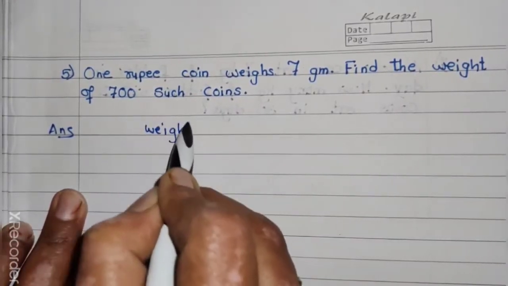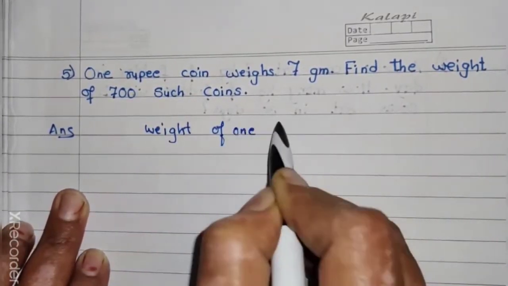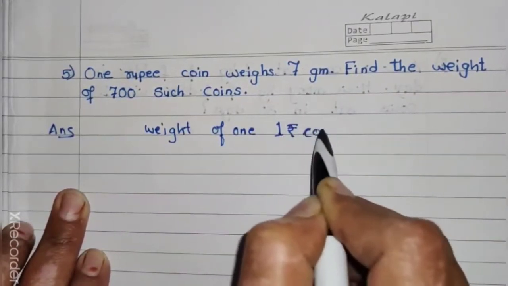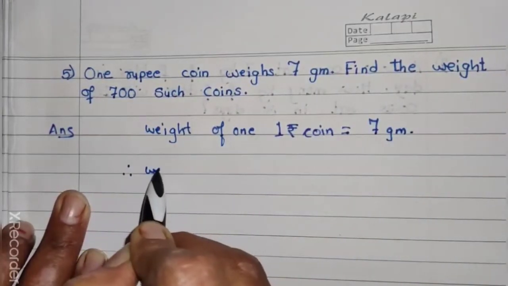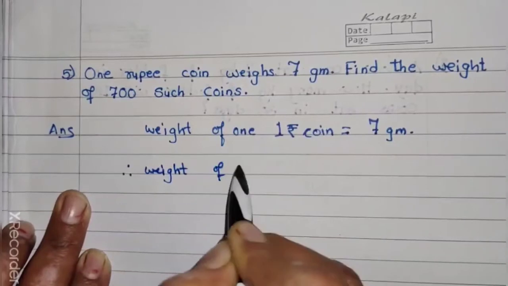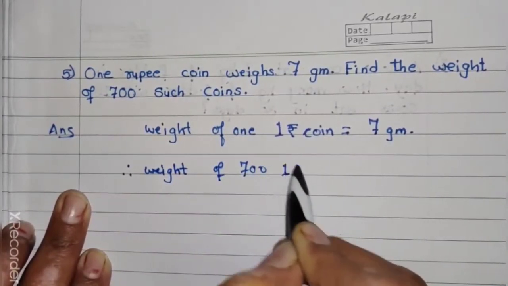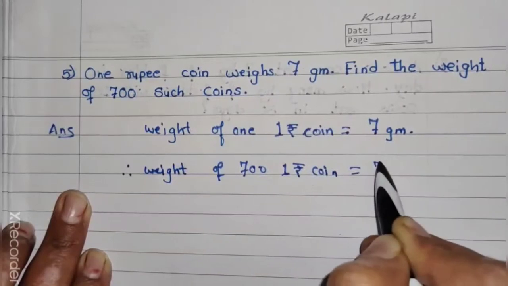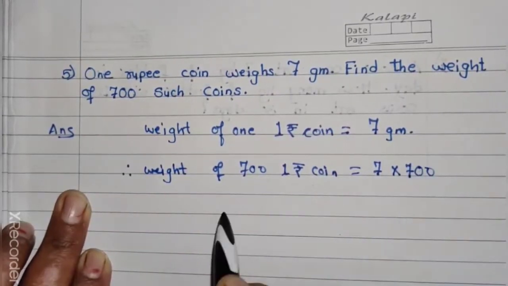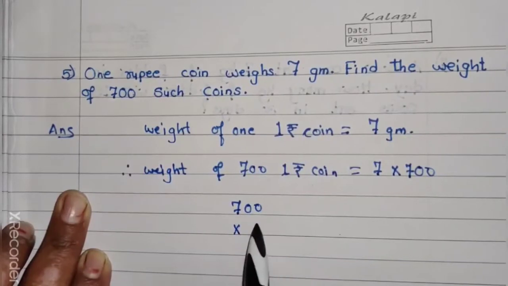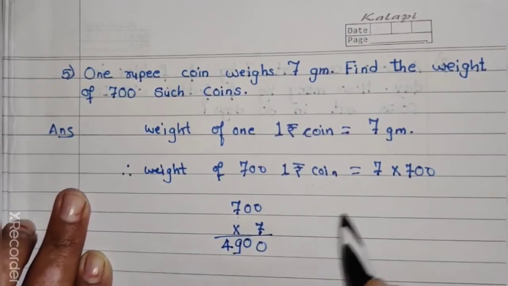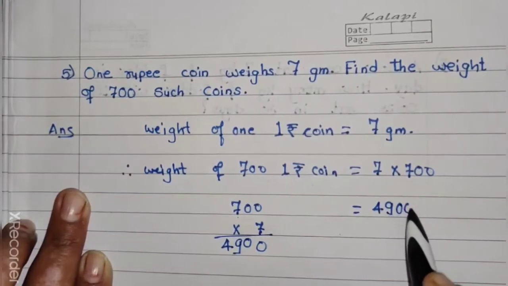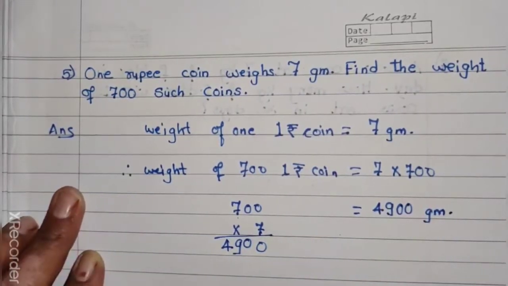Weight of one rupee coin is how many gram? 7 gram. Therefore, weight of 700 1 rupee coins will be 7 multiplied by 700. So you have to show the multiplication method. 7 zeros are 0, 7 zeros are 0, and 7 sevens are 49. So your answer is 4900 grams.